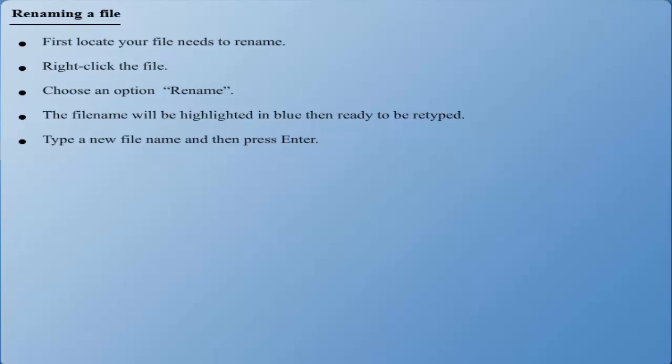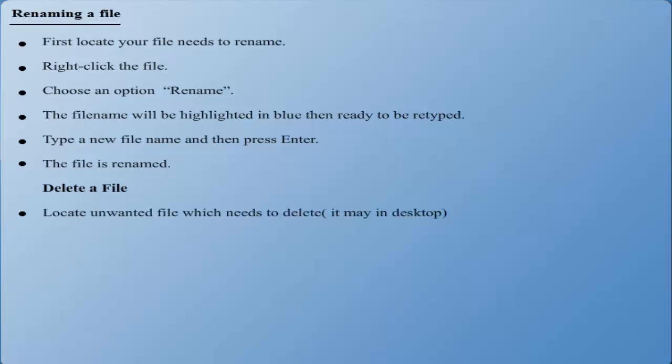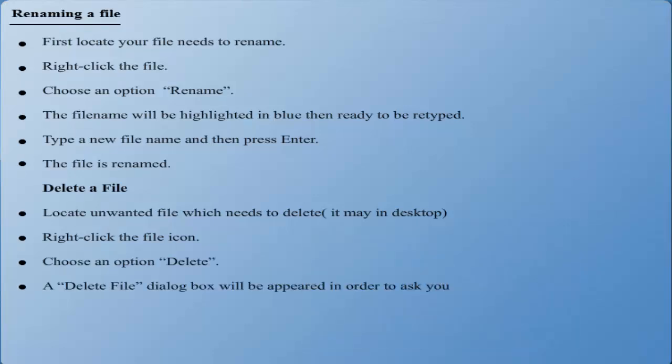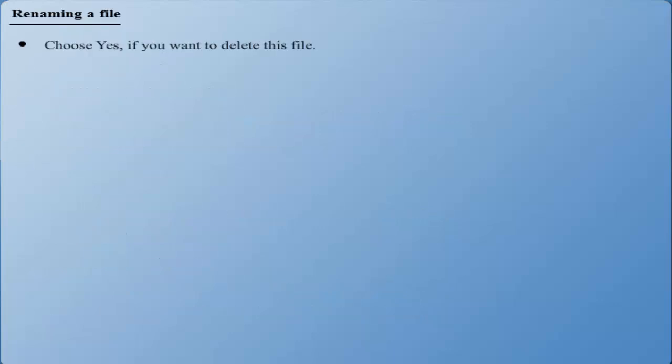Deleting a file. Number 1. First, locate your file. As in the above case, the file is located on the desktop. Number 2. Right-click the file icon. Number 3. Choose the option Delete. Number 4. A Delete File dialog box will appear to ask you, are you sure you want to remove this file to the recycle bin? Number 5. Choose Yes if you want to delete this file. Number 6. Then the file will be moved to the recycle bin.